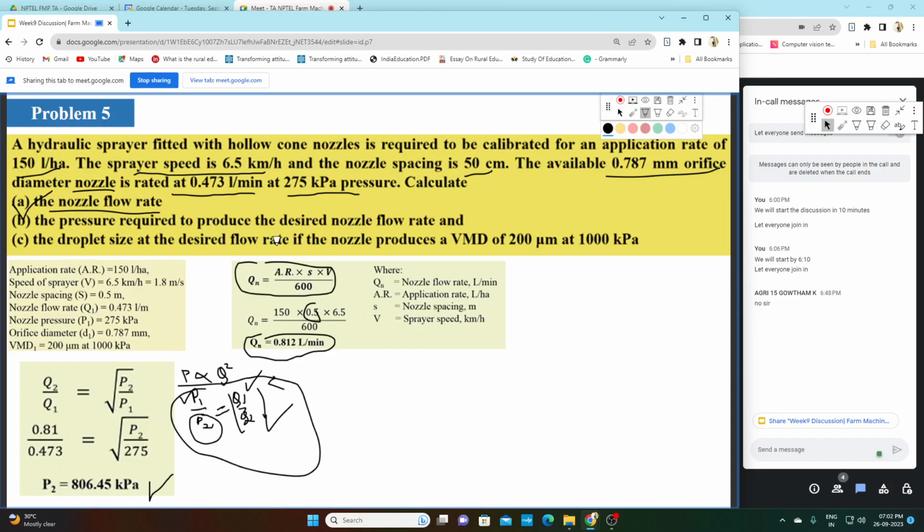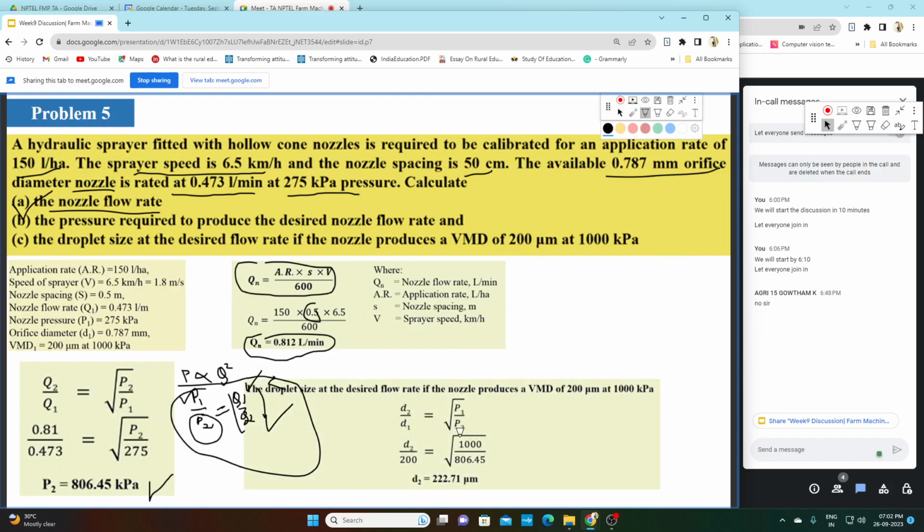Now the droplet size at the desired flow rate, if the nozzle produces a VMD of 200 micrometer at 1000 kilopascal. The droplet size is related to pressure by this formula: D2 by D1 is equal to root of P1 by P2. That means the diameter of the droplet is inversely proportional to root over P. That is the formula.